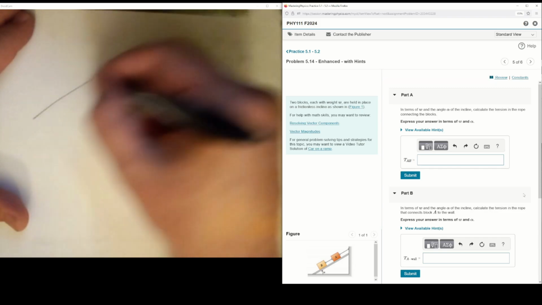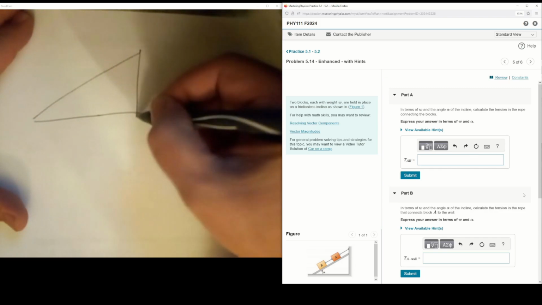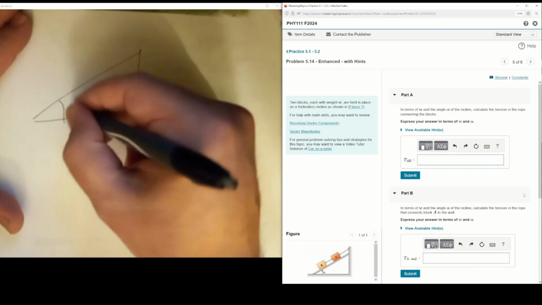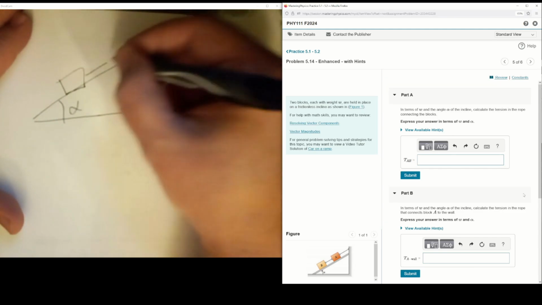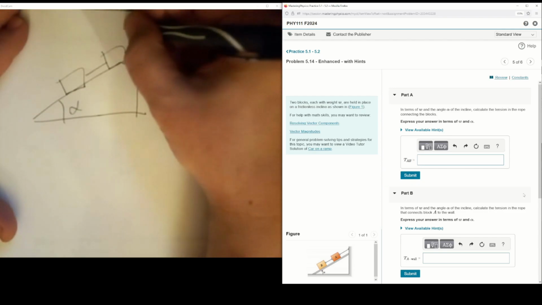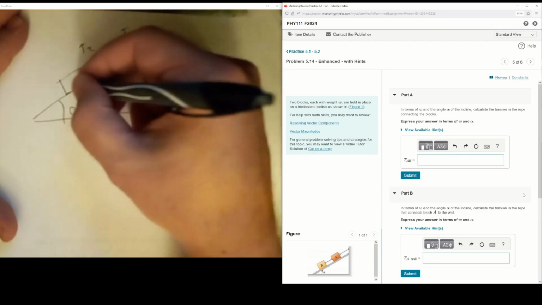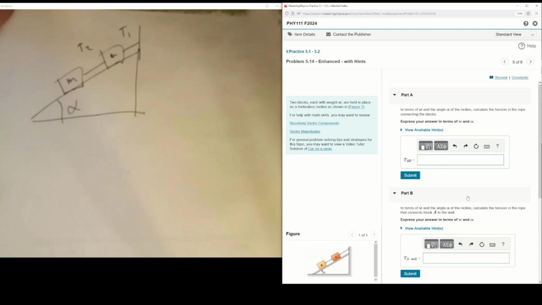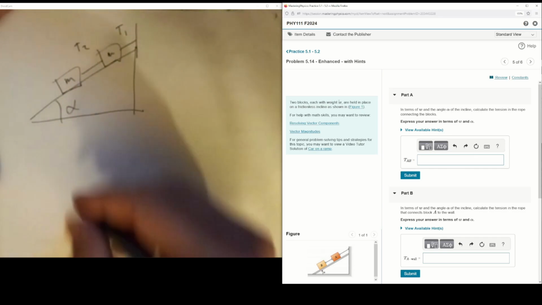All right. So here is our ramp. And what are they calling the angle here? They're calling it alpha. We have a block here, same mass, and it's connected to a wall. Let me call this tension 1, tension 2. I'm just going to call these M. They're both the same mass. The problem says they're both the same weight. And since g is the same, that means they have the same mass.